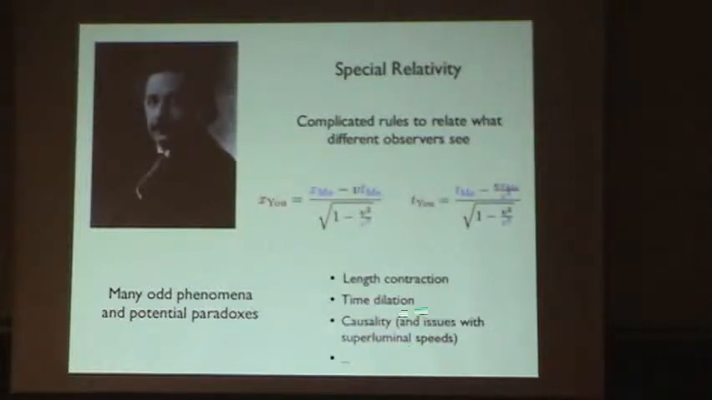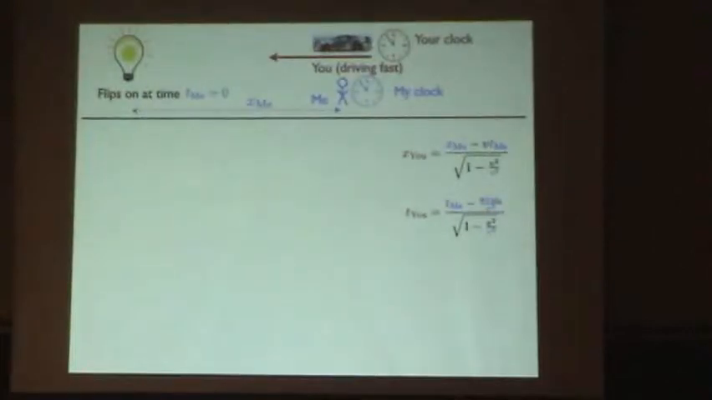I just want to talk a little bit about causality and issues of superluminal speeds. Okay, so we'll come back to our example: I'm standing here stationary, you're moving towards the light bulb. At some point, the light bulb goes off. And we relate what I see to what you see through these complicated looking equations.